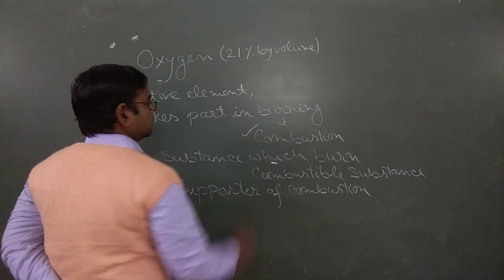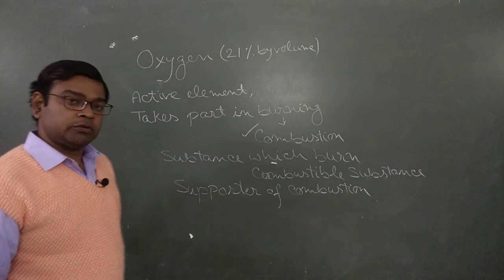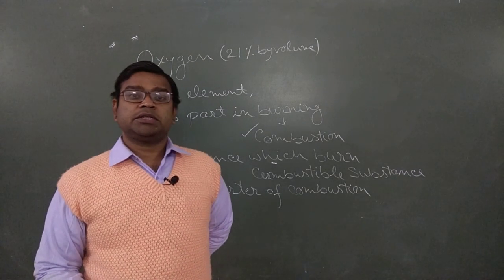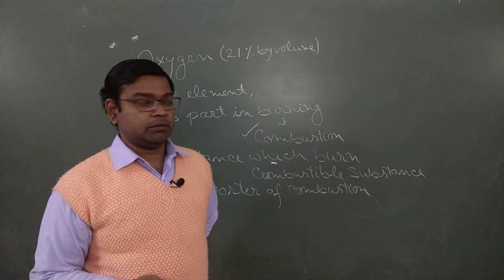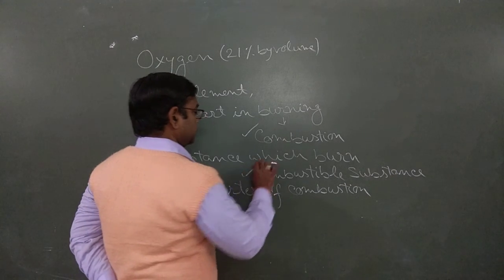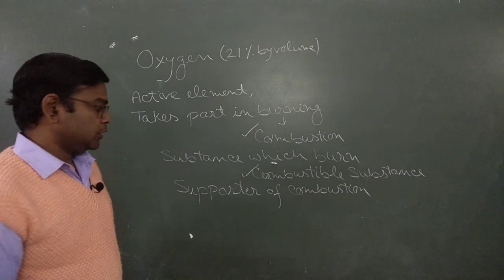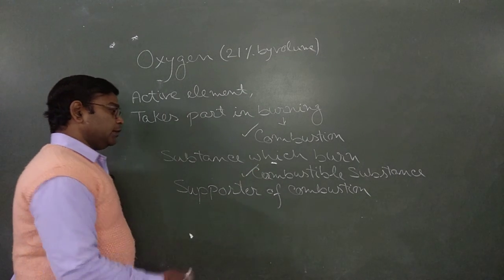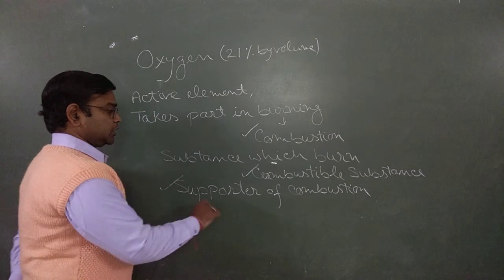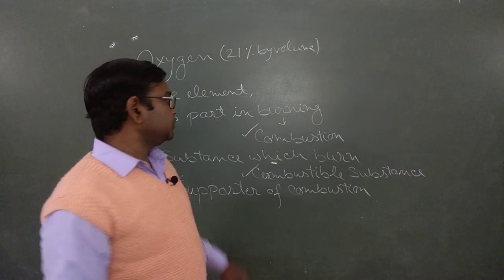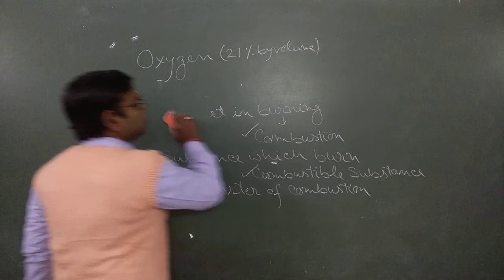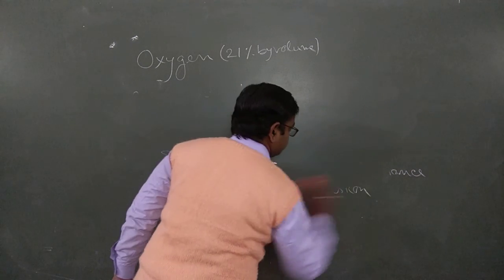First, combustion. Burning of a substance in the presence of oxygen is known as combustion. Then the substance which burns itself is known as a combustible substance. And oxygen, which helps us to burn something, is known as a supporter of combustion. In this case, we have oxygen. So hope these things are clear to you. Now move to the next points.